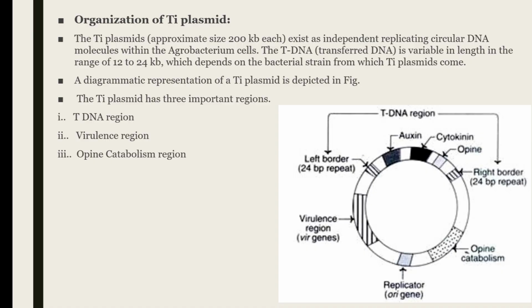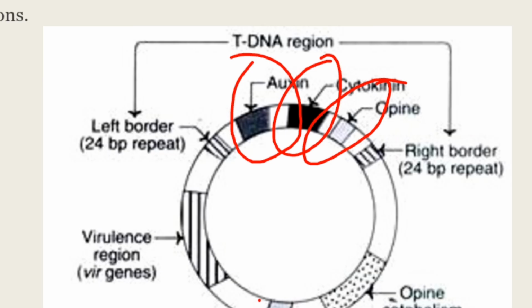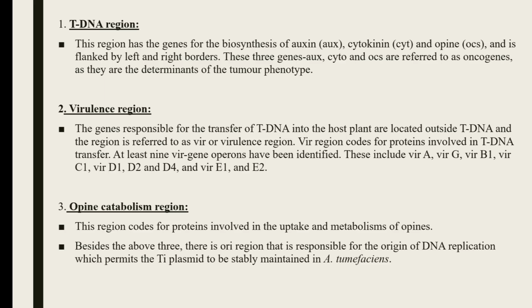The Ti plasmid has three important regions. 1. T-DNA region. 2. Virulence region. 3. Opine catabolism region. T-DNA region. This region has the genes for the biosynthesis of auxin, cytokinin and opine, and is flanked by left and right borders. These three genes are referred to as oncogenes, as they are the determinants of the tumor phenotype.